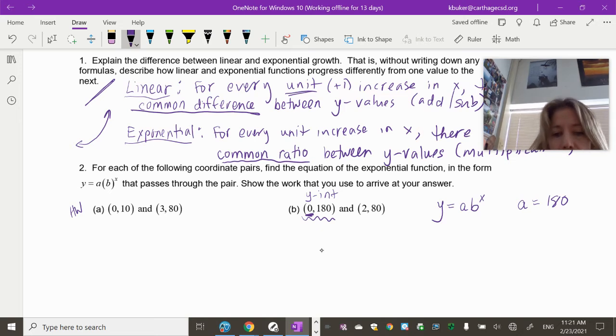All right, so we're going to use our a value of 180, and then we're going to use the other coordinate they give us as an xy pair to substitute into our equation. So what this does for us is we have our a value, we have our x and our y, and it only leaves us with one unknown variable, which allows us to solve for that b value. So we're going to substitute 80 in for y. We know our a value is 180. The b value is what we're solving for, and our x value is 2.